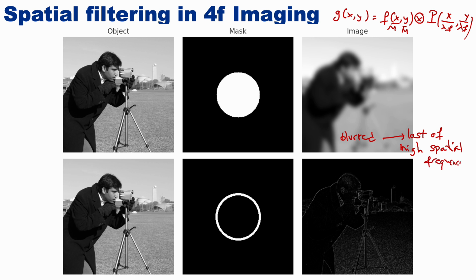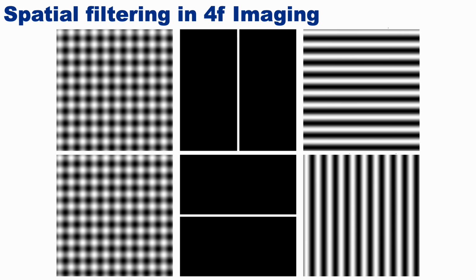But what if your mask is not a low pass filter? This is going to be like a low pass filter. What if your mask is a passband filter? Or a high pass filter? Then you're going to be able to do some edge detection. So you're going to use the contour of the object, but we can also do other types of filtering.